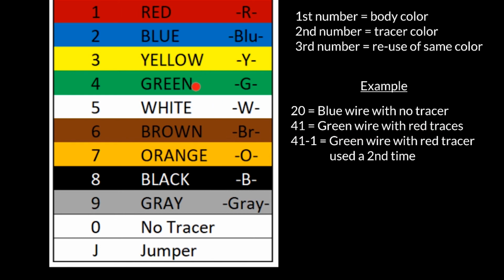So again, 4 is green, 1 is red, so this is going to be mostly green wire with a little bit of red in it. And last thing some manufacturers do is they'll do like 41-2, 41-1, 41-3. And it's just how many times they use the wires. So it's not connected. They're just reusing wires that they had on hand. In this example, green wire with a red tracer, this is the second time they've used it, if it has it. 41-2 would be the third time they've used it, whereas 41 would be the first instance of it.